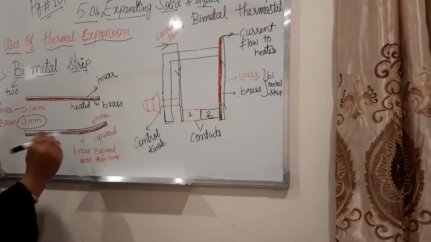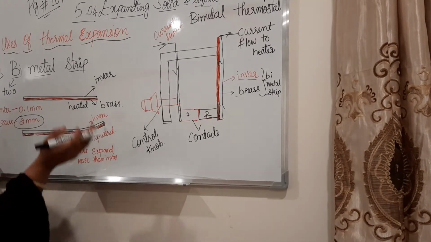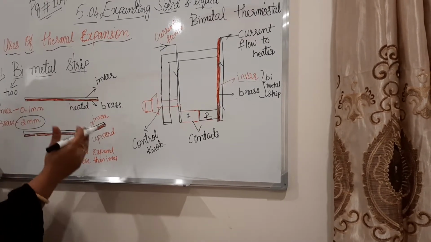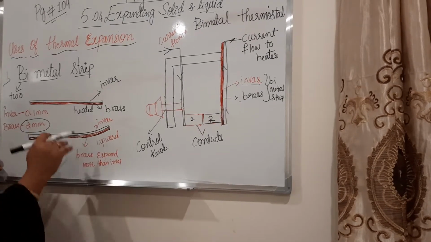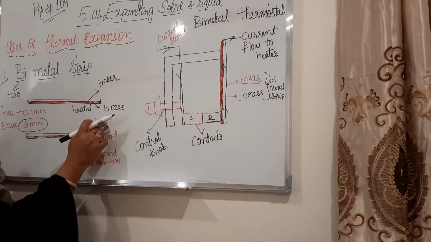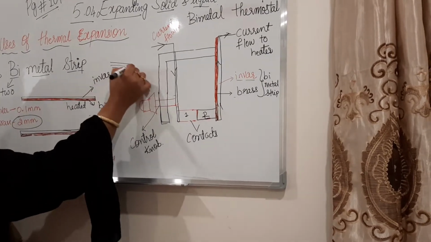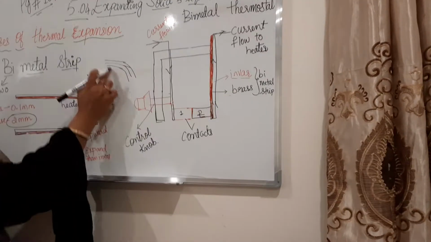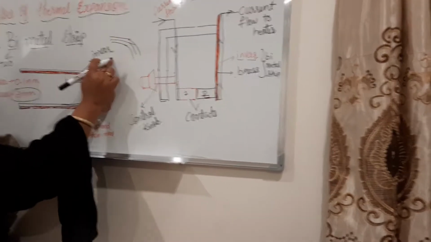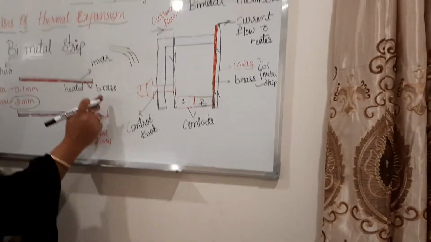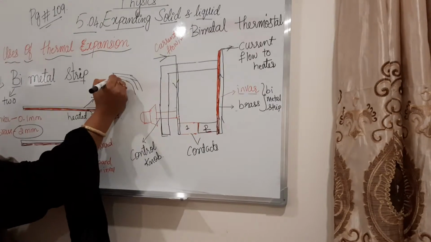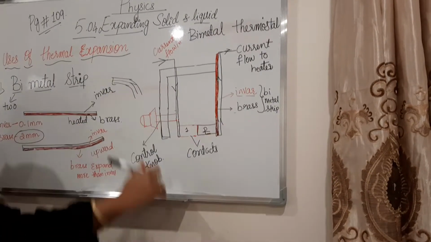Suppose I take another metal, like steel or any other material whose expansion is greater than brass. What will happen? The bimetallic strip would bend in a downward direction if it is placed in place of the invar, since it has a greater expansion than brass. So this bimetallic strip would bend downward.